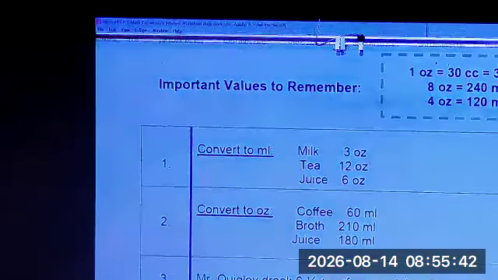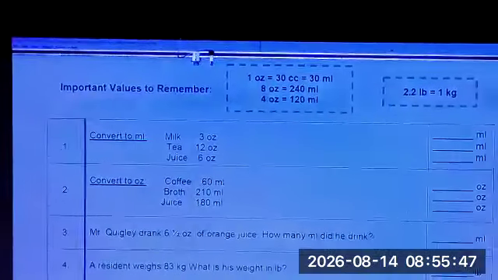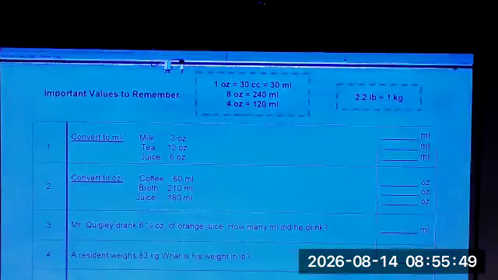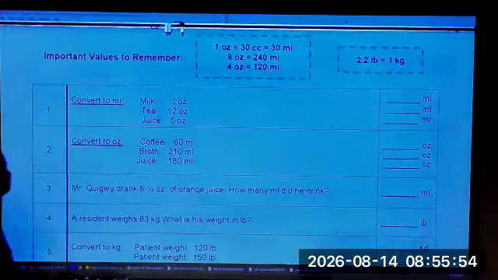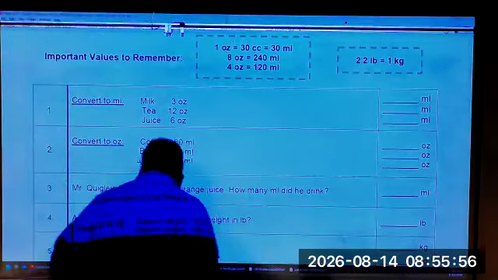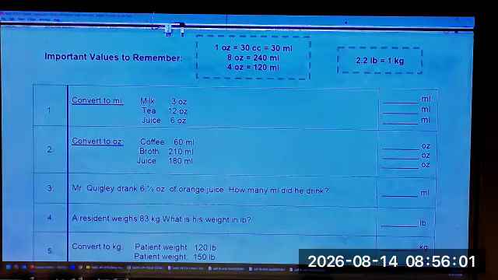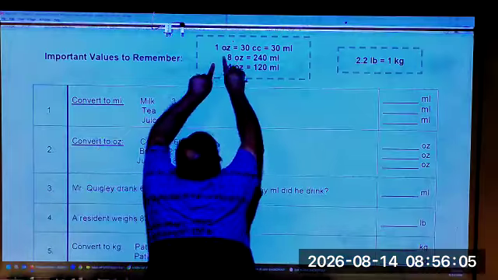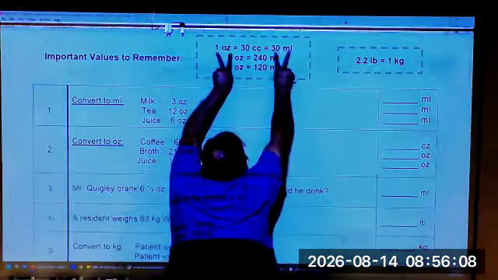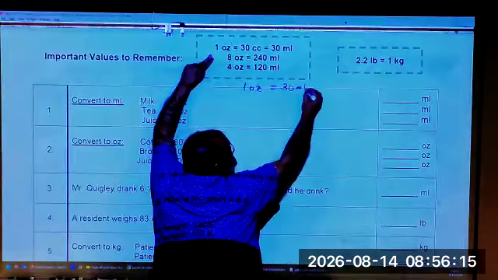All right, let's convert ounces and milliliters. The conversion for ounces and milliliters is this one right here. For every 1 ounce, that is the same as 30 milliliters.